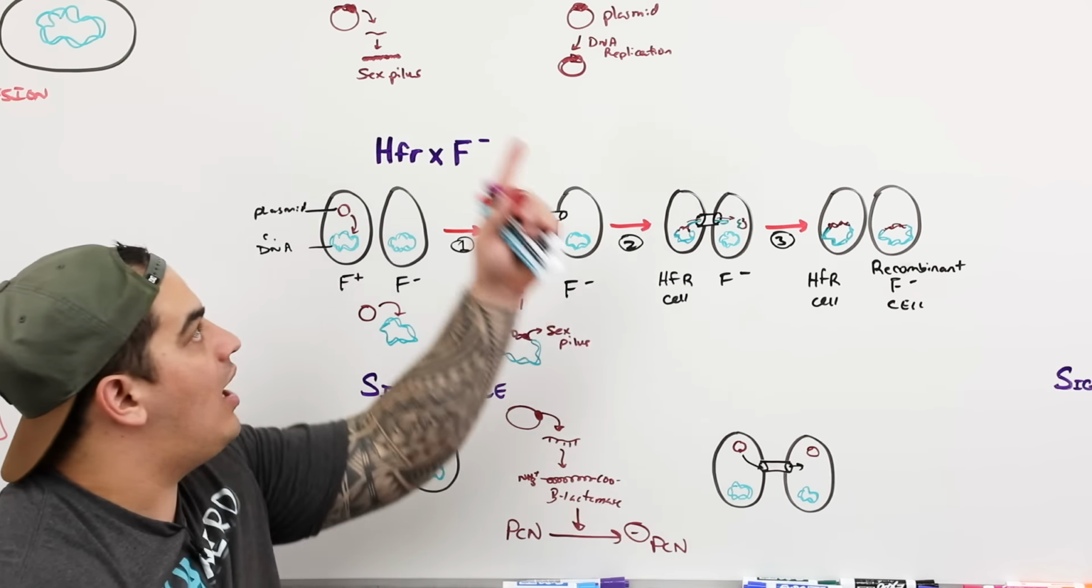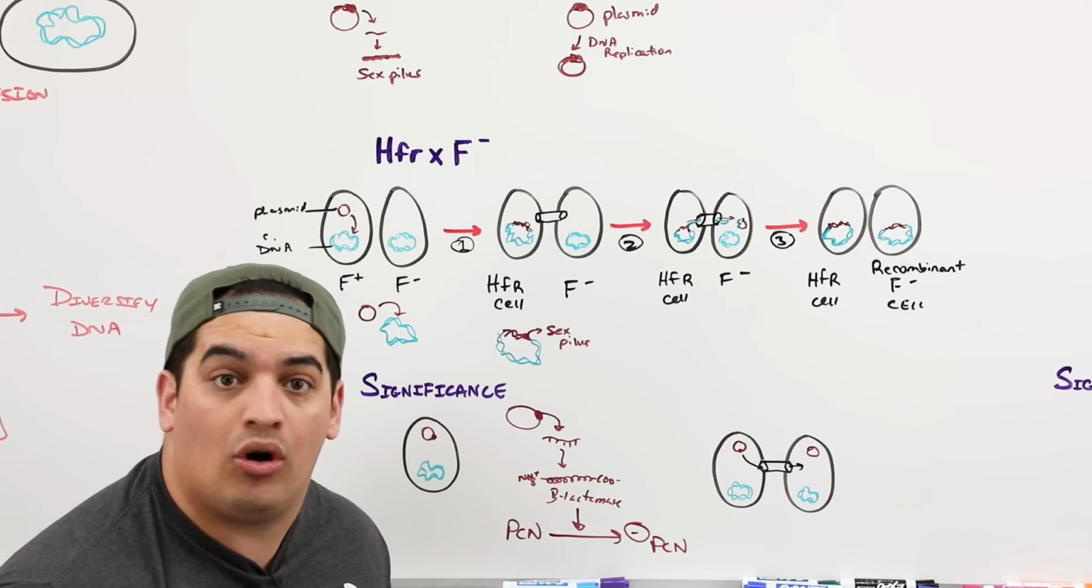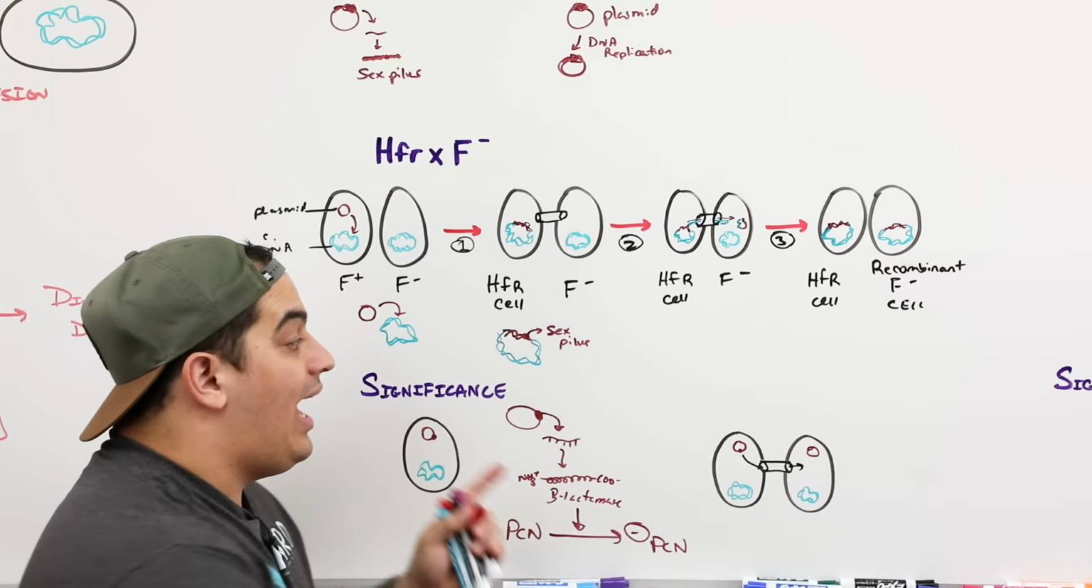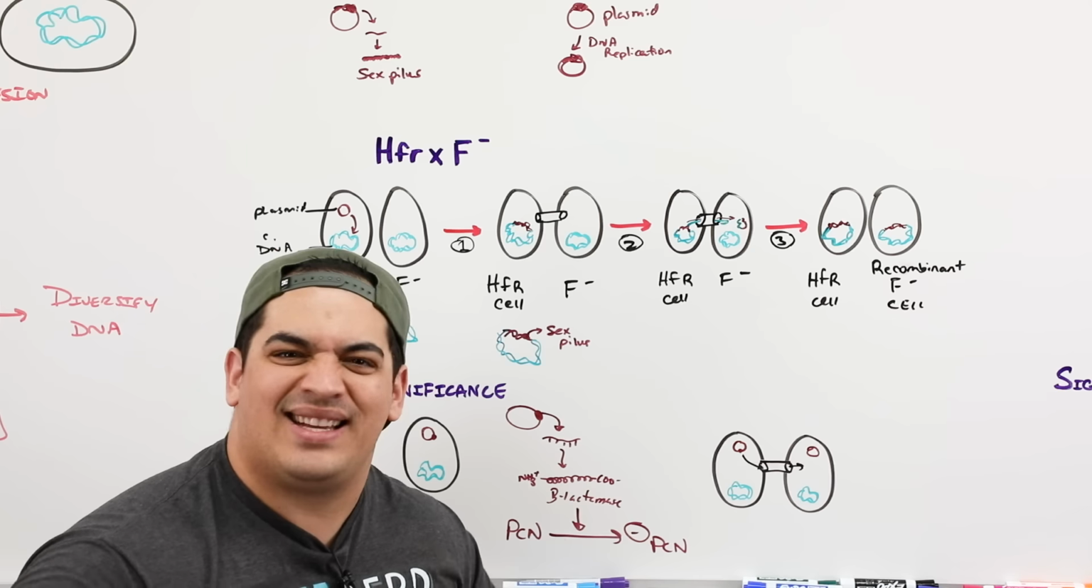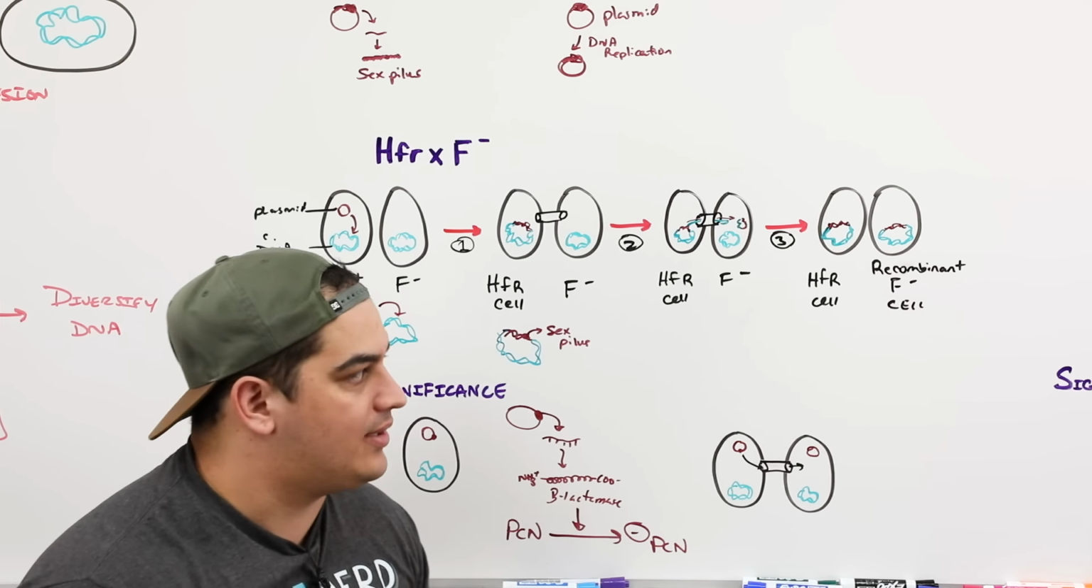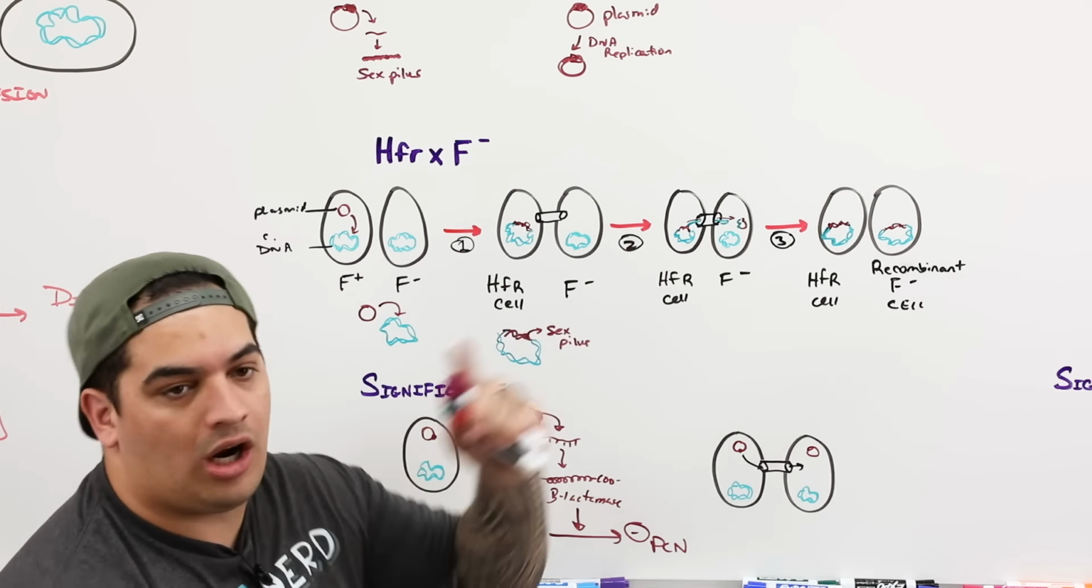So this is an interesting concept where conjugation can become involved in antibiotic resistance, passing on genetic material from one cell to another, enhancing their evolution and adaptation process. All right, beautiful. Let's talk about transformation.